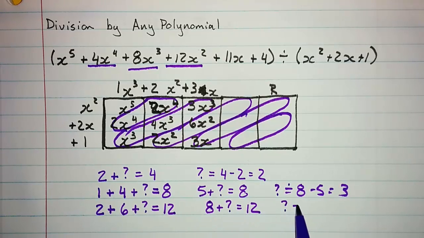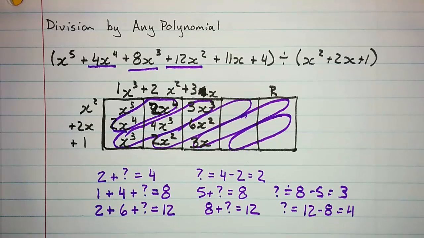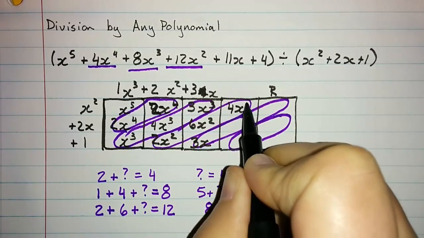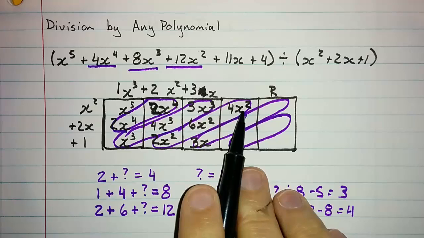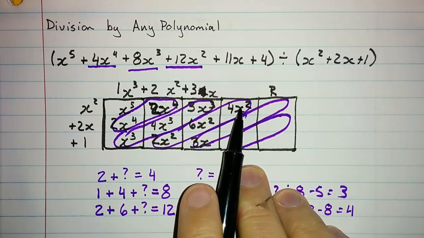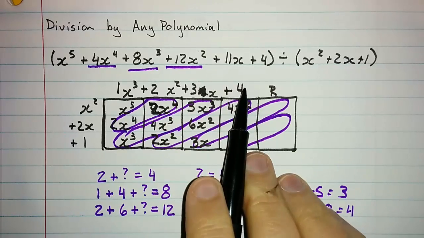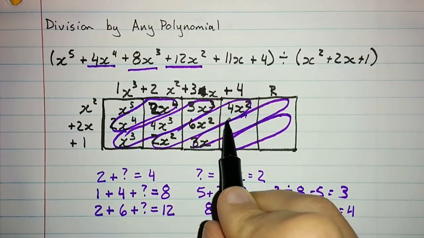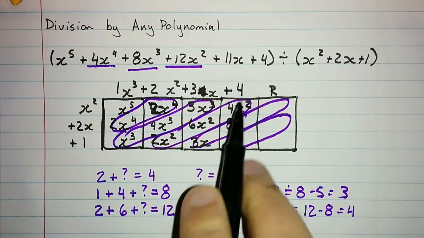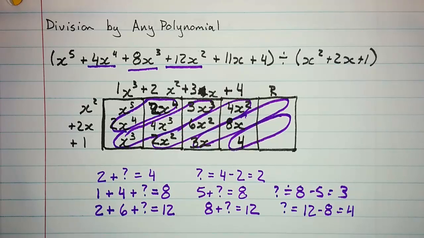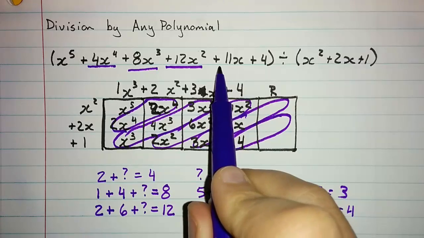So my unknown coefficient must be 12 minus 8, which is 4. We'll have 4x squared here. X squared times what will give me 4x squared? Well, it must be 4. 4 times 2x, that's 8x. 4 times 1, that's 4. And now I'm down to figuring out what my remainder is.